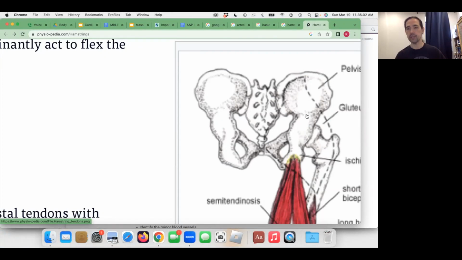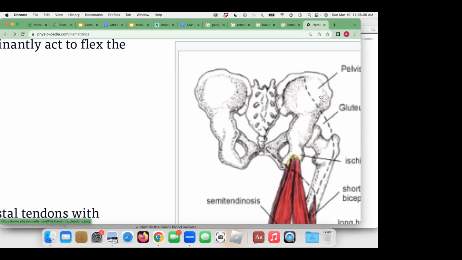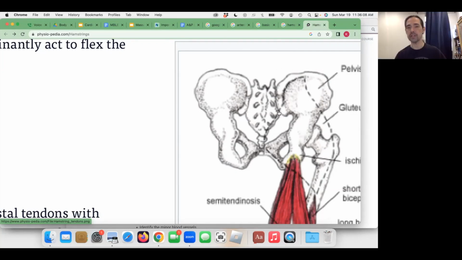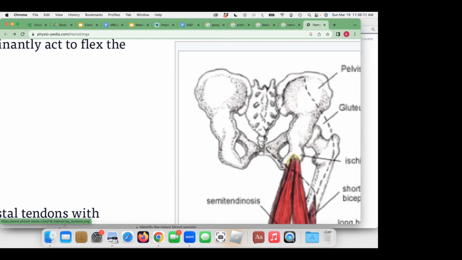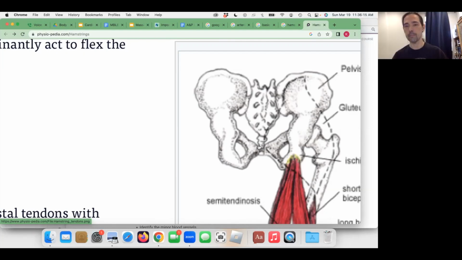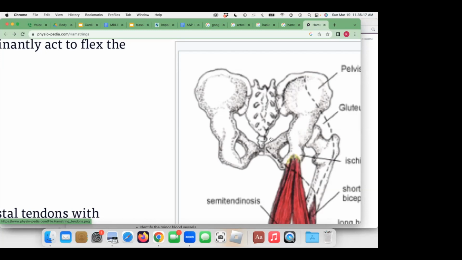Okay, what is this big bony structure here? The whole thing. The pelvis. Right in the center, this must be the sacrum. That's right. And what's down at the bottom of the sacrum? The coccyx. Yeah.